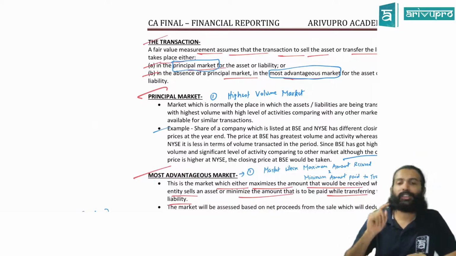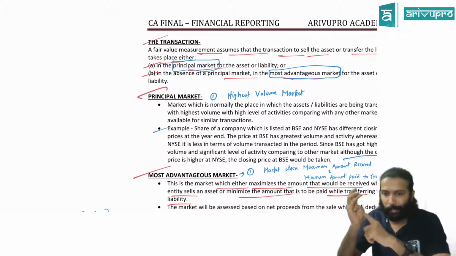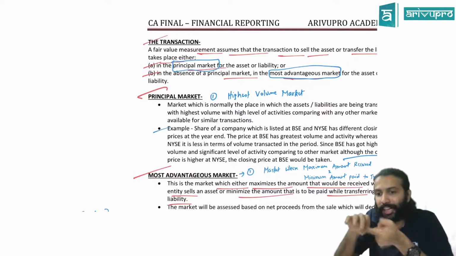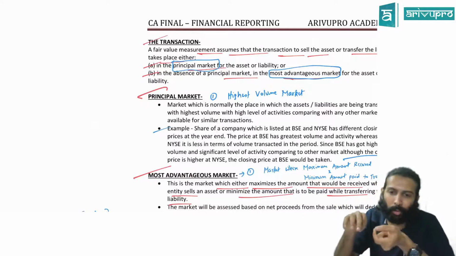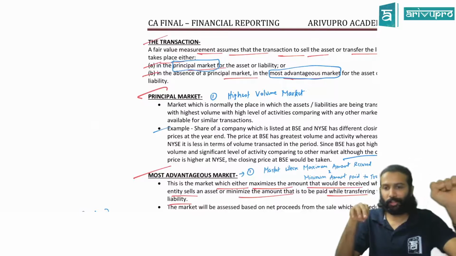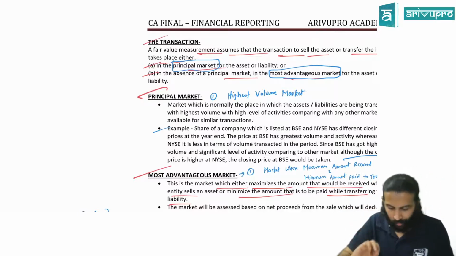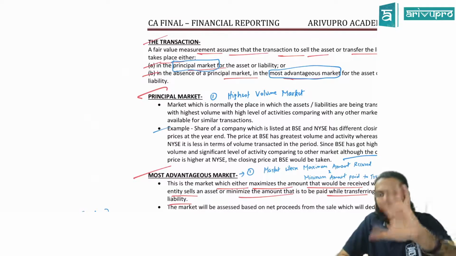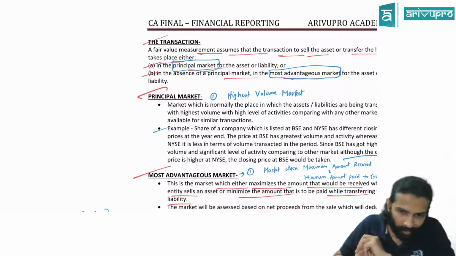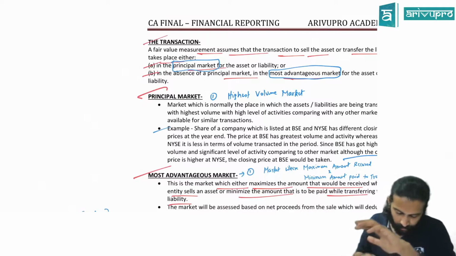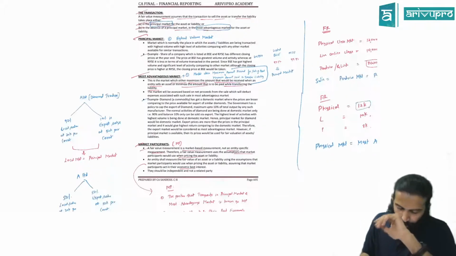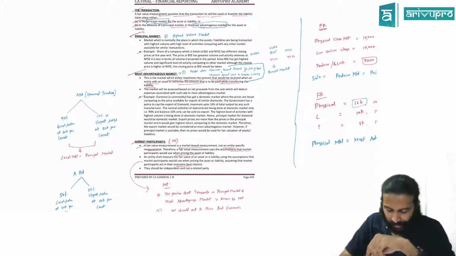that market where, when you sell the asset, you get the maximum price, or when you transfer a liability, you have to pay the lowest amount. For selling the asset you get the highest amount. For transferring the liability you pay the lowest amount. The market which has that, we treat as the most advantageous market. Then we have a concept of market participants, which we will see later.